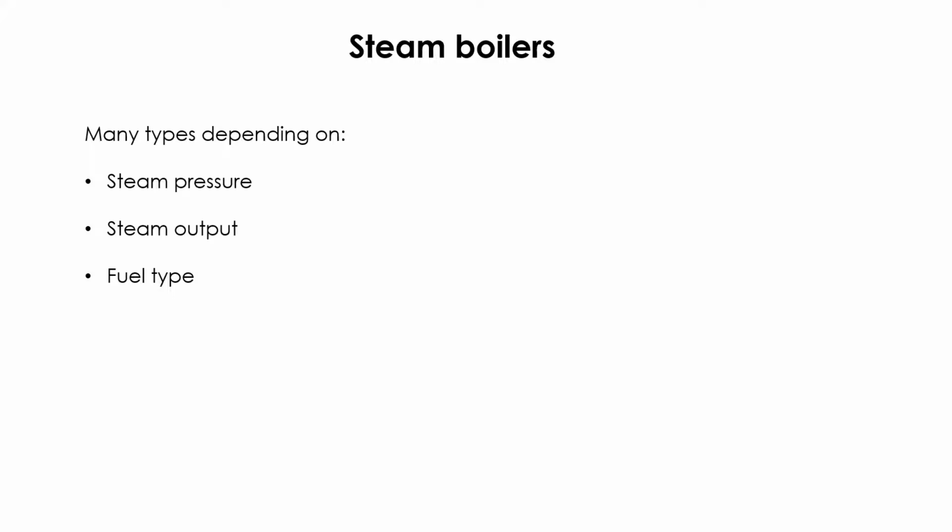The next component of steam systems is the steam boilers. There are so many types of boilers available in the market, but we can easily distinguish them based on the steam output pressure, the steam output, basically the capacity, and the fuel types. The fuel types can be gas, like LPG, a liquid fuel, or a solid fuel, like coal or even wood. The most important thing is probably the steam pressure.